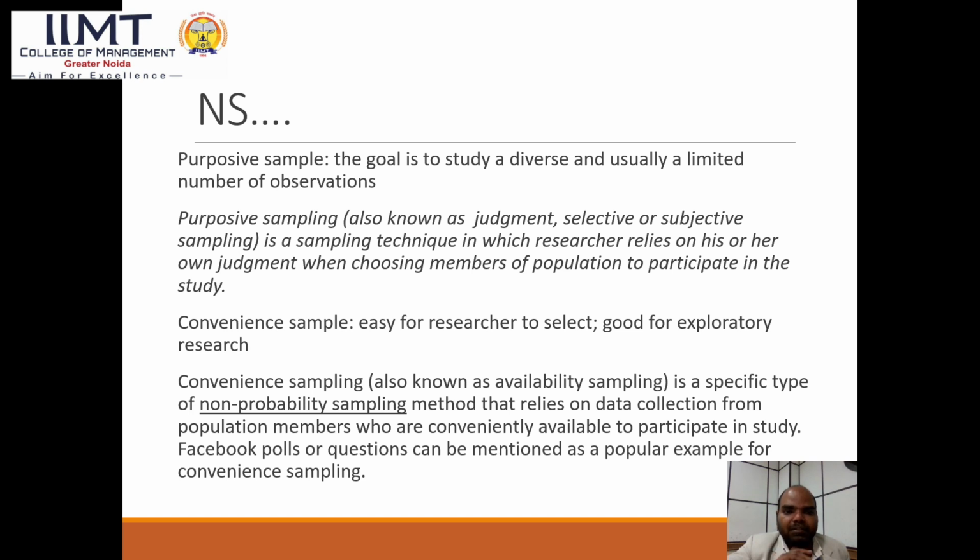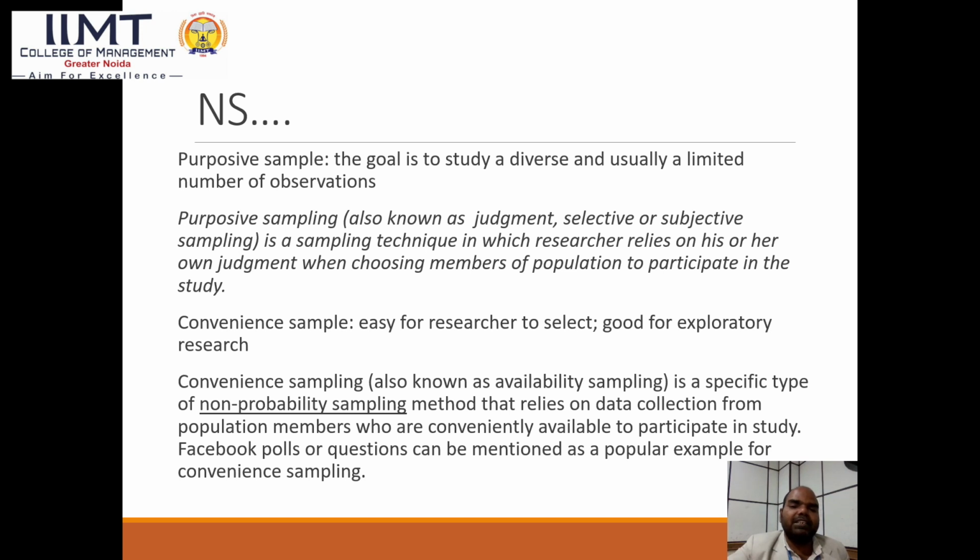In non-probability sampling, first we discuss purposive sampling. The goal is to study a diverse and usually limited number of observations. Purposive sampling, also known as judgmental, selective or subjective sampling, is a sampling technique in which the researcher relies on his or her own judgment when choosing members of the population to participate in the study.